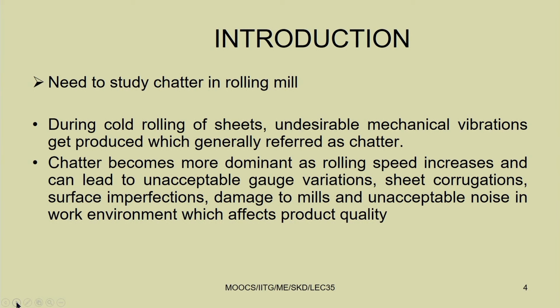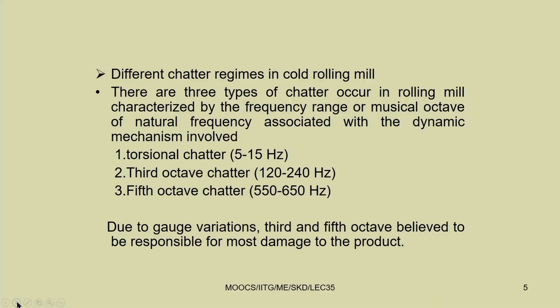To improve the product quality, you must see what the parameters affecting this chatter in the rolling mill are, and we have to avoid this chatter; how to avoid it is also a concern, which we can study through dynamics. There are different types of chatter regimes in the cold rolling mill. There are three different types of chatter in a rolling mill, characterized by their frequency range or musical octave of natural frequency associated with the dynamic mechanism involved.